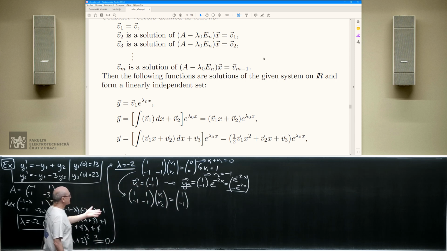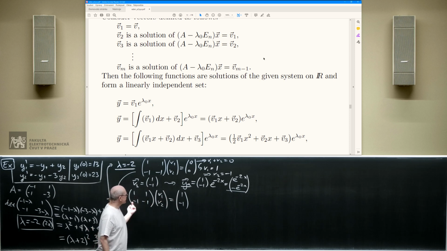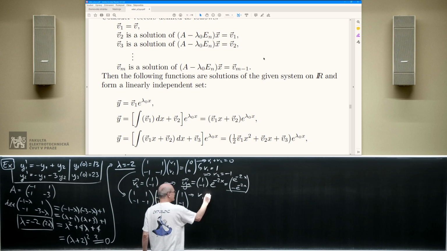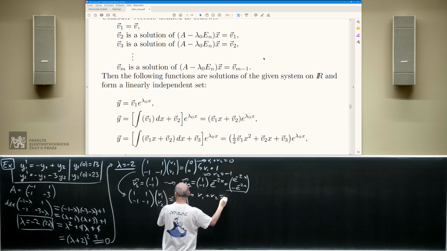Okay. Again, this is a system which is no longer homogeneous. So let's imagine how the extended matrix looks like. I would take this column and attach it here: 1, 1, 1; -1, -1, -1. That's a singular matrix again. Okay. Let's see from the first row. V1 plus V2 is 1.